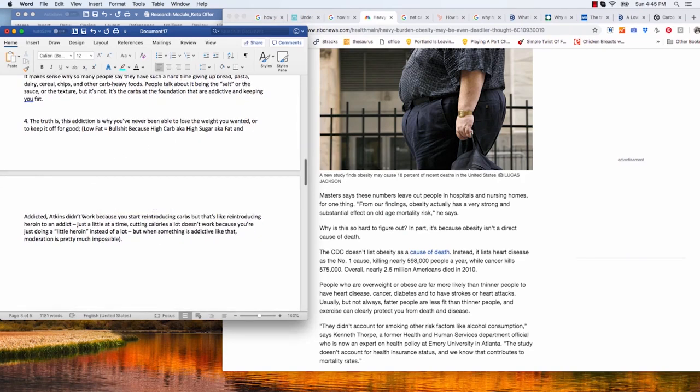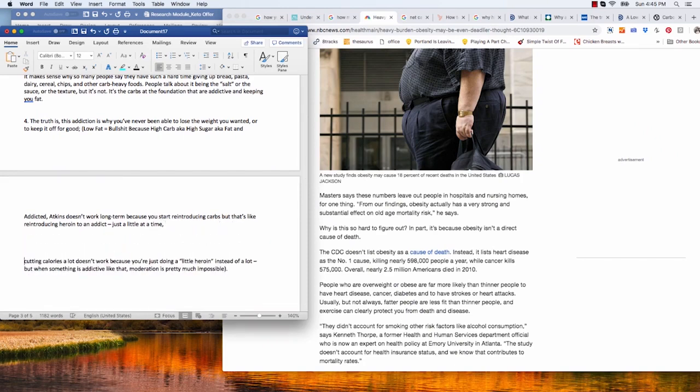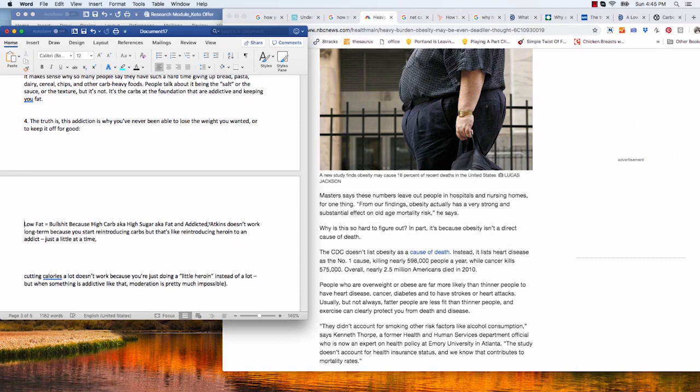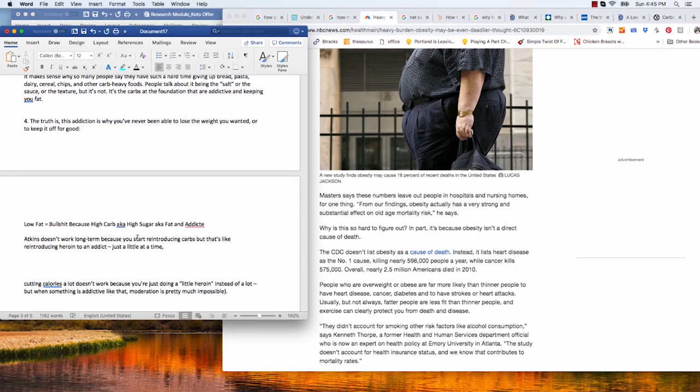Atkins doesn't work long term. You start reintroducing carbs without reducing the heroin, so to speak, cutting carbs with time. So there's almost like side things like that, right? Here, this will be easier. Also, as a proof element, people lose a lot on Atkins at the start, but then begin to gain it back.